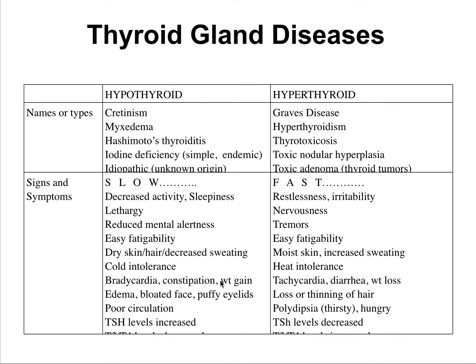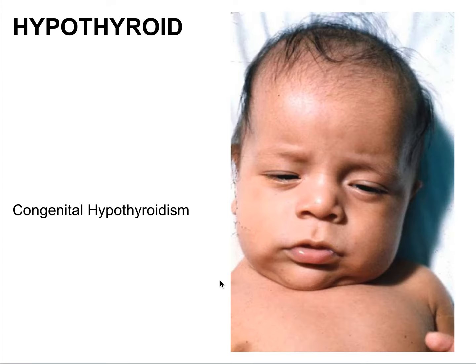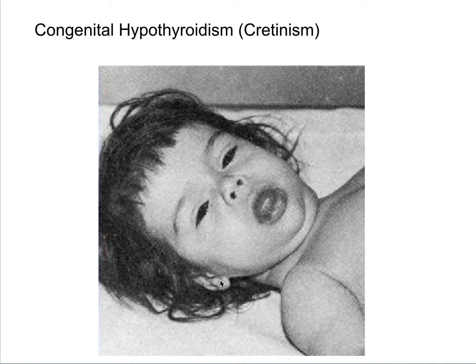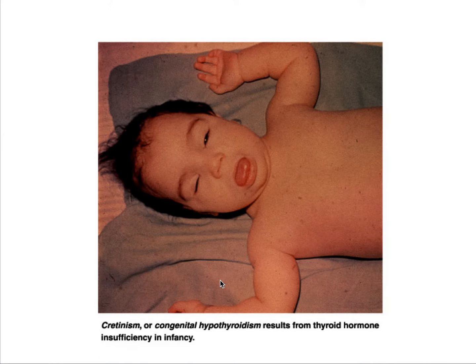So understand the difference. Hypothyroid, there's a couple of names that you need to know: cretinism, myxedema, Hashimoto's, iodine deficiency. How do you treat iodine deficiency? You give them iodine. Hyperthyroid, Graves' disease, hyperthyroidism, thyrotoxicosis is all going to be fast. So hypothyroid, congenital. Let's take a look at cretinism. And then again, cretinism.